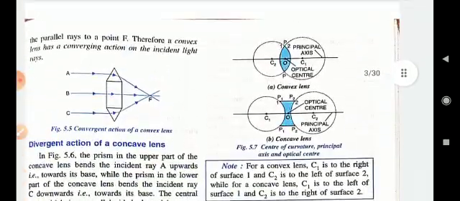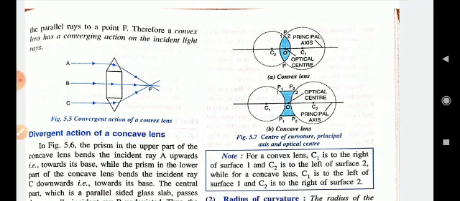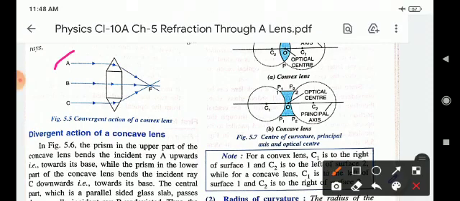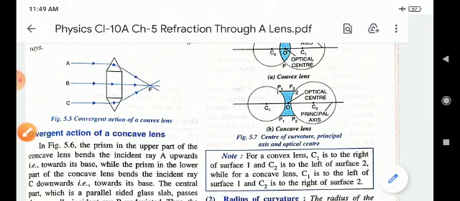Okay, children, I will discuss a very important part: converging action of a convex lens. Let us consider this diagram. Let us consider the refraction of parallel rays of light A, B and C incident on the prism or lens respectively in the upper, central and lower parts.